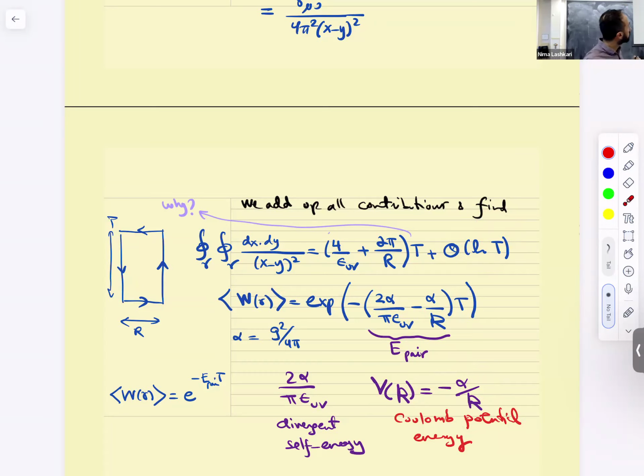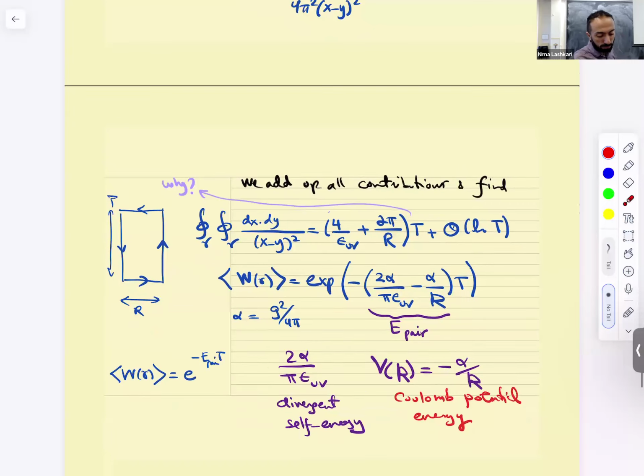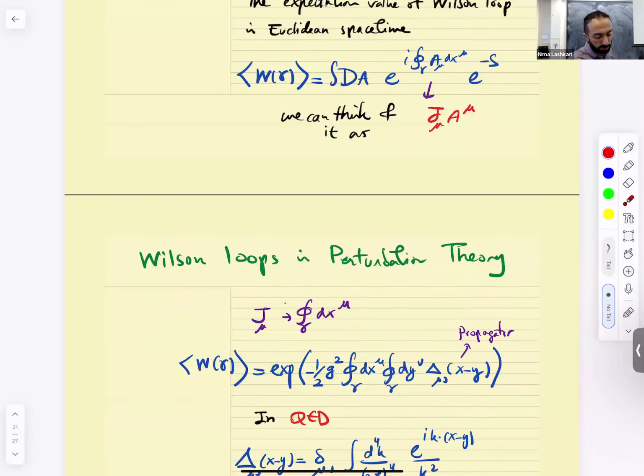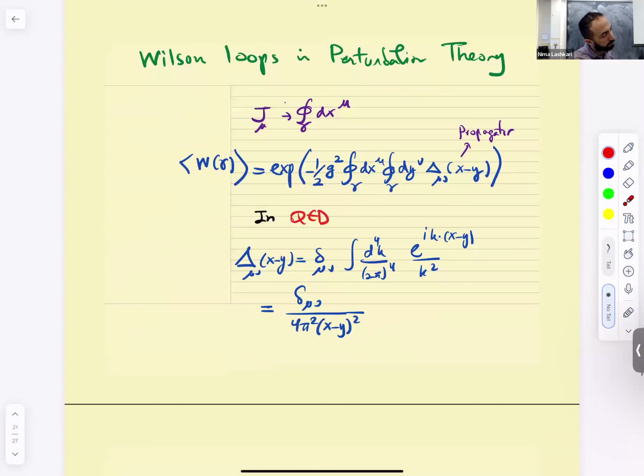Sorry, can I see the equation for the Wilson loop? Yeah. This one? So what you have below is just the exact computation. I mean, it's literally the result of that integral. In QED, yes. This is in QED. The calculation is not going to be easy in non-abelian gauge theory.